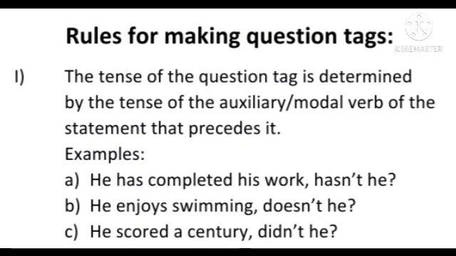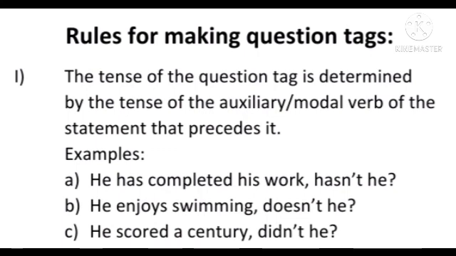Now children, let's see the rules for making question tags. The tense of the question tag is determined by the tense of the auxiliary or modal verb of the statement that precedes it. Let's see the examples. He has completed his work, hasn't he? See the helping verb in this first example. Has is the helping verb. So has will be brought forward. Hasn't he? He enjoys swimming, doesn't he? He scored a century, didn't he?